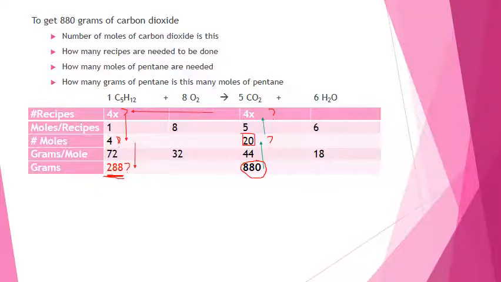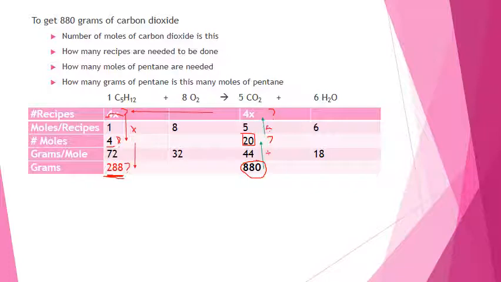Each recipe, you need 5. You have 20, so you can see that 20 can be divided up into groups of 5, 4 times. So again, when you go up and divide, we can do the recipe 4 times with 880 grams of carbon dioxide. Okay, bring the 4 over here, so you can do the recipe 4 times. Every time you do it, you need 1 mole. So 1 times 4 is 4 moles. So you need 4 moles of pentane.